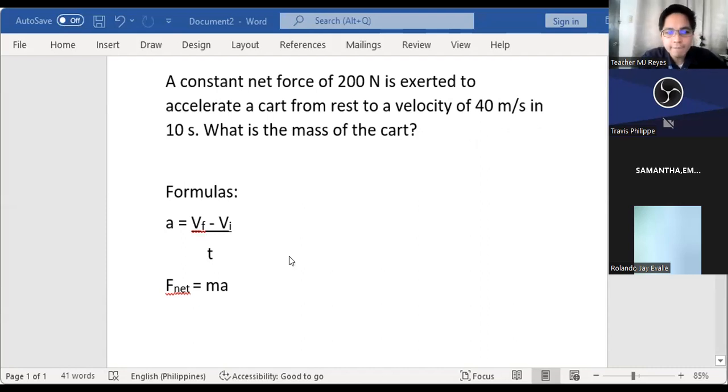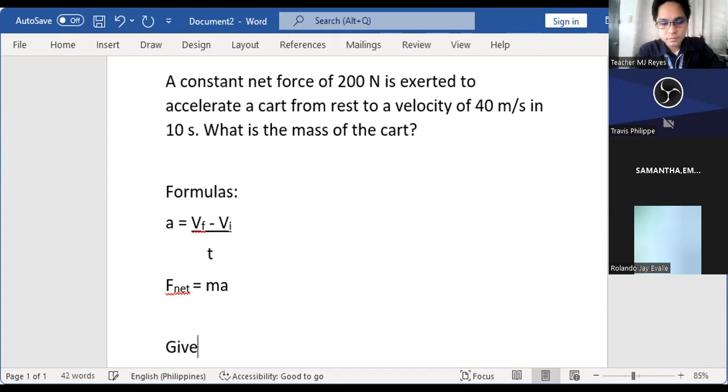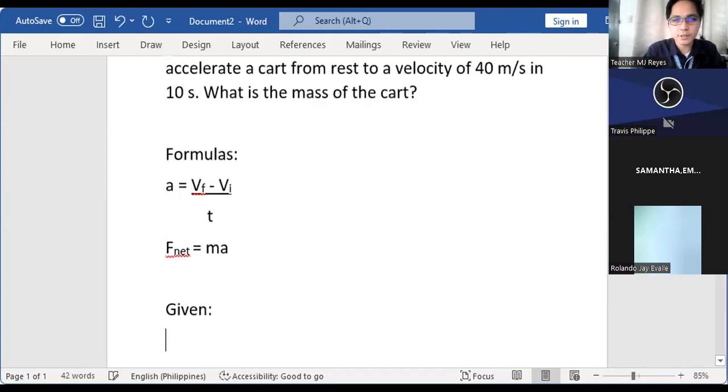A constant net force of 200 newton is exerted to accelerate a cart. You are actually pushing a cart from rest. If it is from rest, the initial velocity is zero, correct? The final velocity is 40 meters per second, in 10 seconds. So let's take a look at the given. Let's see if your answers are correct.